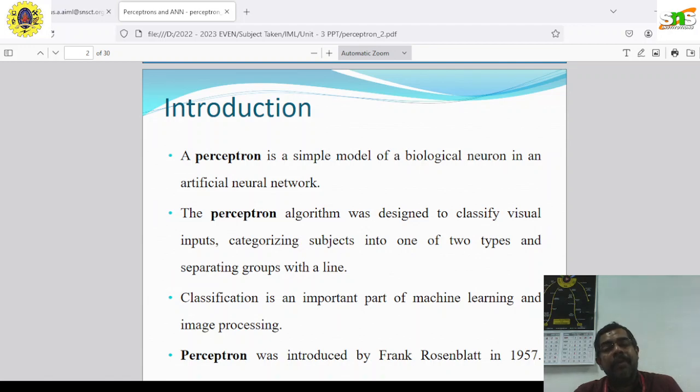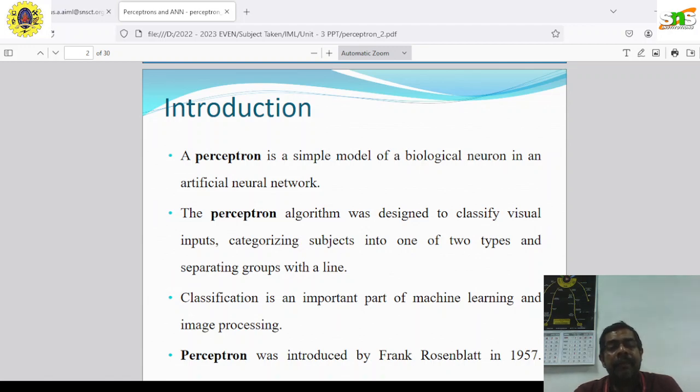Apart from that, presently the neural network development teams are working on large language models. In an LLM we are using another type of neural network called the transformer neural network. Today we are going to see how the neural network structure is formed, how it works, and how the perceptron works.